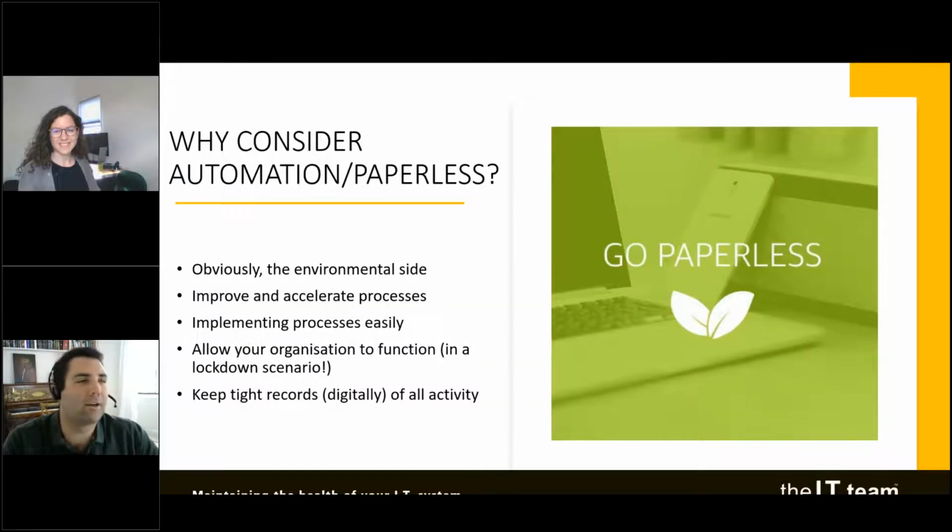So why would you consider automation or going paperless, or paperlessness, or whatever you want to call it? There's the environmental side, which is obviously a part of it. And we didn't necessarily implement some of our processes for the environmental side, but we'll talk it up as though we did. Other reasons are to improve and accelerate processes, just doing things better. Now, implementing processes easily, so that is a way to consider it, is you can actually implement them easily. Sometimes it's quite hard to organize a paperless process, especially if you're across multiple locations.